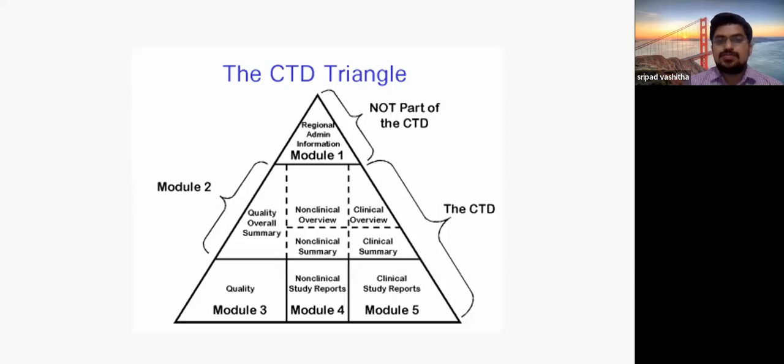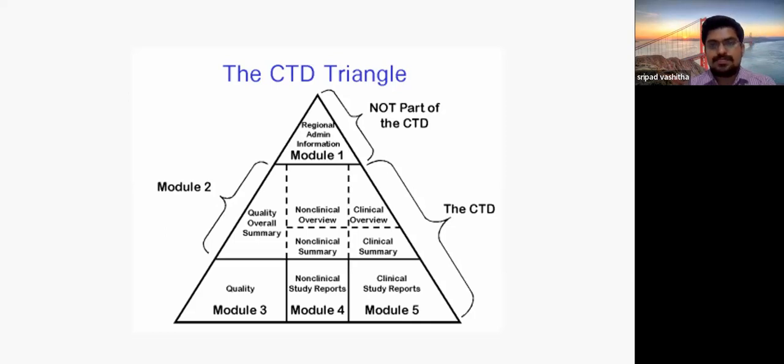Okay, module 1 is not part of the CTD, as it is more for the region. That means if you are submitting to the US, the module 1 requirement for the US would be different. If you are submitting to the EU, the module 1 requirement for the EU would be different. Module 2 has a certain set of documents: the quality overall summary, non-clinical overview, non-clinical summary, clinical overview, and clinical summary. Module 3 is comprehensively focused on quality, module 4 has your non-clinical study report data, and in module 5 you will submit your clinical study report data.